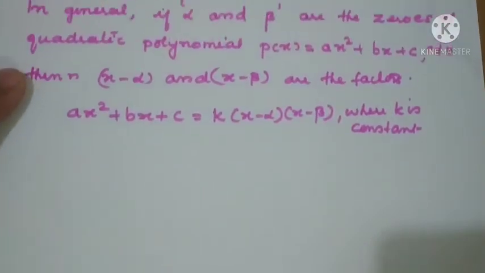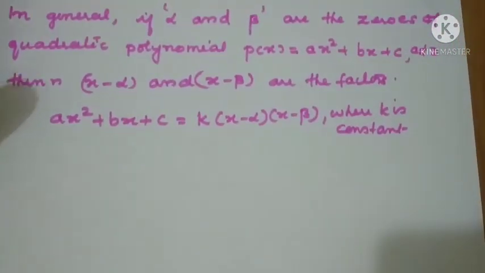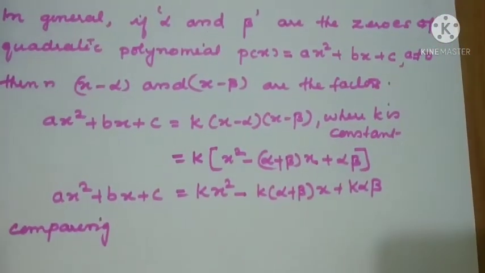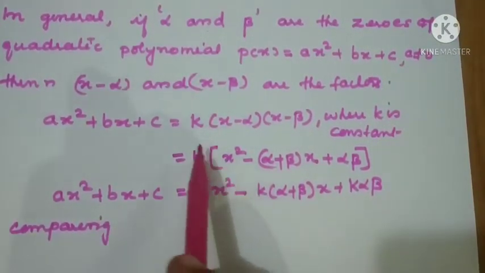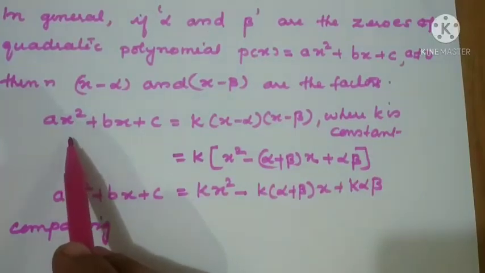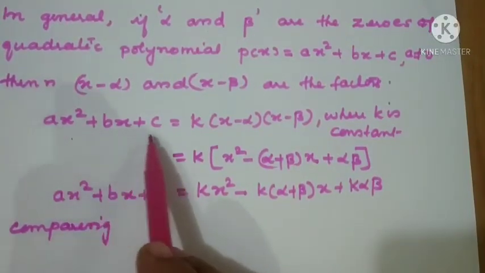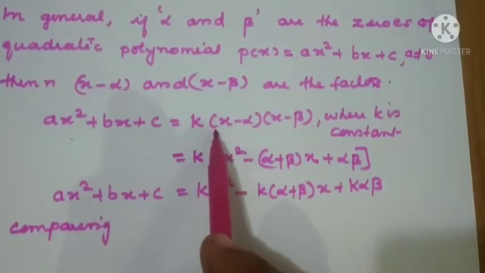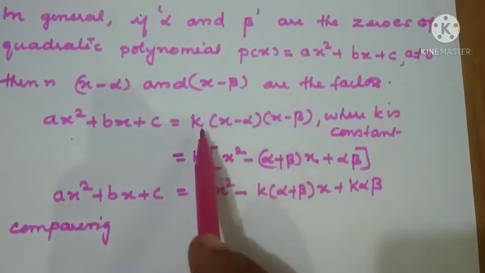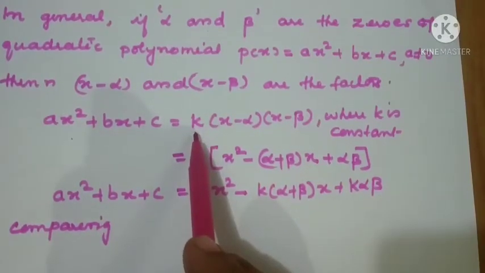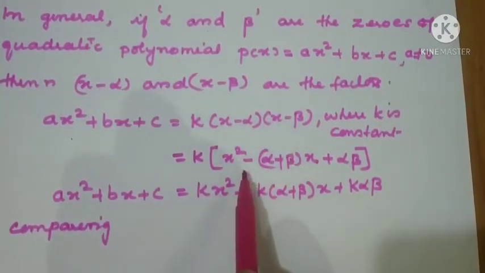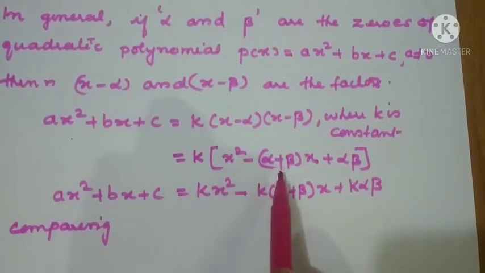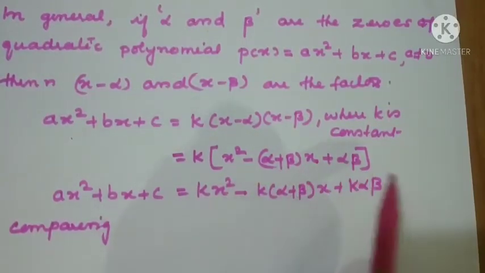So now a quadratic polynomial means we have ax square plus bx plus c, and the factors are k into x minus alpha into x minus beta. Sometimes we need the constant only, otherwise k equal to 1 will come. Now what is the next step? We should multiply this one and we'll have x square minus alpha plus beta into x plus alpha beta.